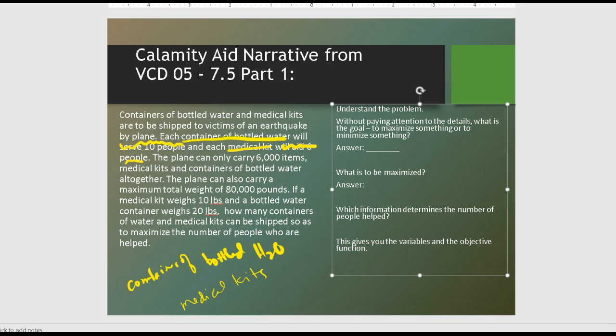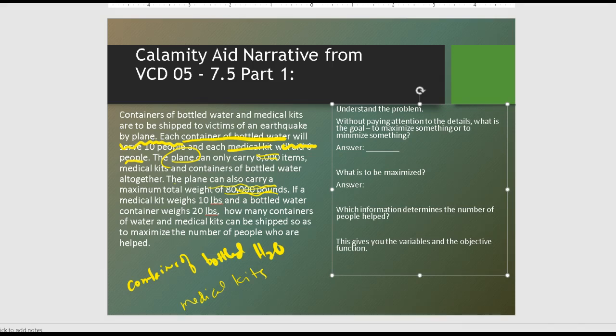Next, the plane can only carry 6,000 items. Don't think about the 6,000 items. All you will get from this is that the plane has a capacity. Next, the plane can also carry a maximum total weight of 80,000 pounds. Again, ignore the detail. You just know in general terms that it has a maximum weight that it can accommodate. And then more details are given.